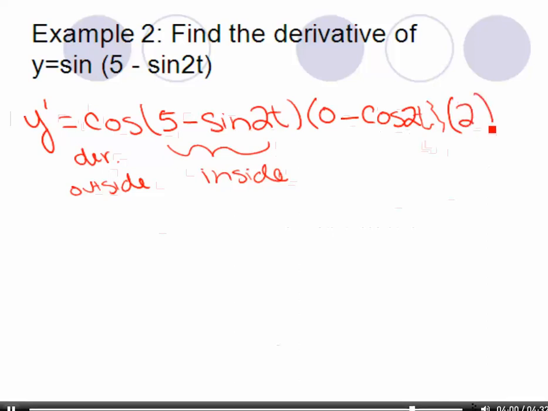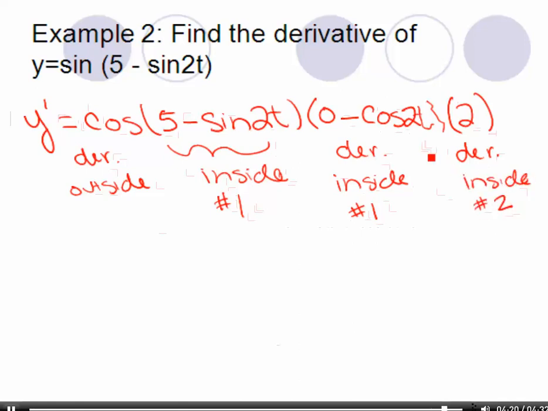So really we can say that this is inside number 1. This is the derivative of inside number 1. And 2 is the derivative of inside number 2, as inside number 2 was just 2t.